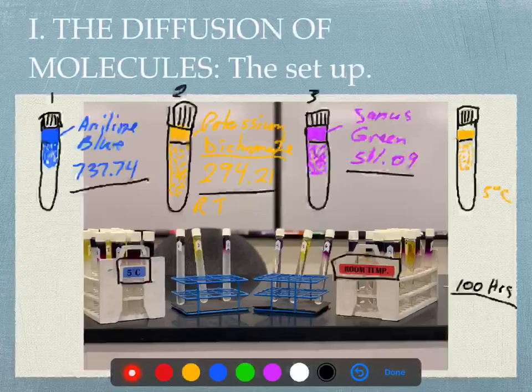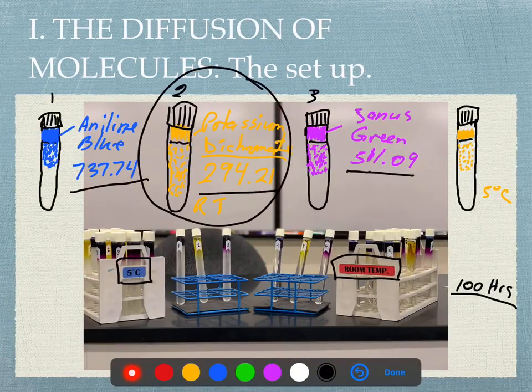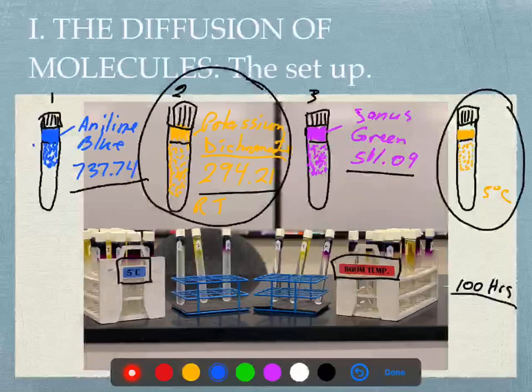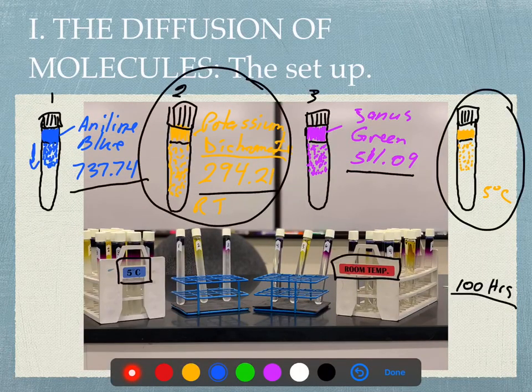So if we forget about Janus green and we forget about aniline blue, we will have noticed that the potassium dichromate at room temperature will have traveled farther than the potassium dichromate at 5 degrees Celsius, right? Okay, so how would we have known that? Well, you could look at it visually, but what we would have wanted you to do is record this distance in millimeters.